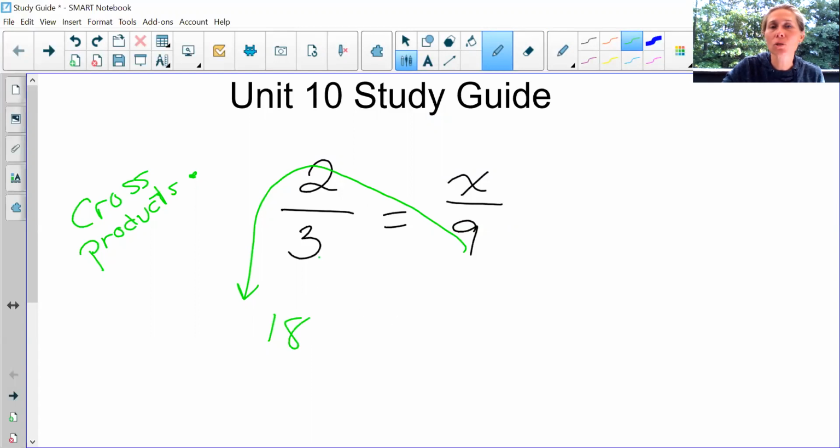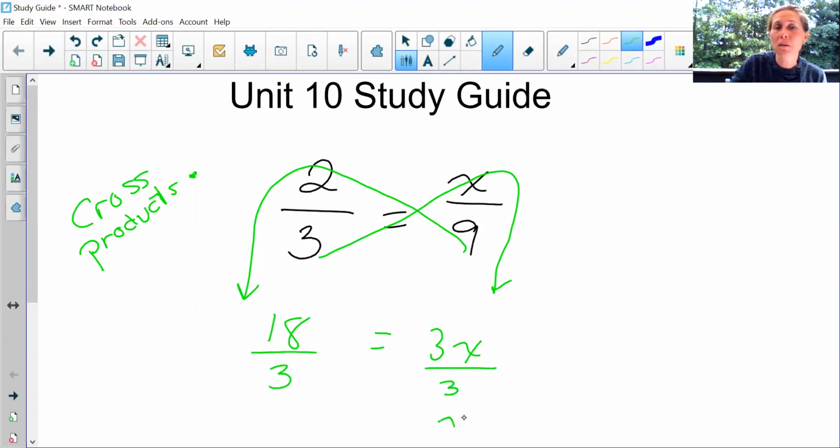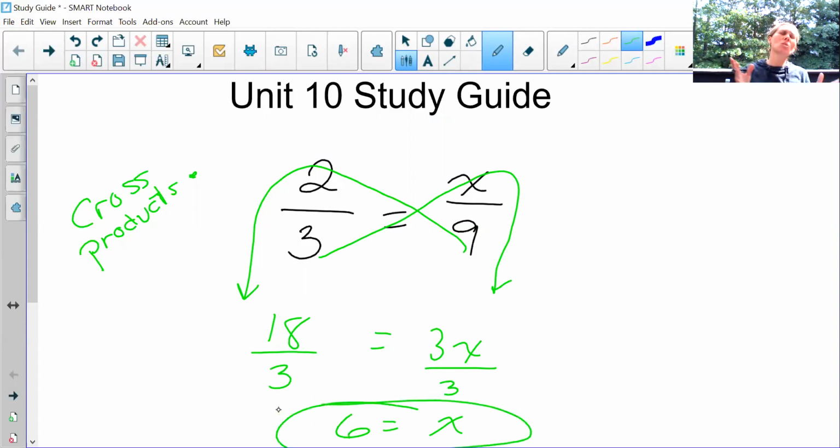Now I'm going to take the other two, the one that has the 3 and the x. 3 times x is 3x. And I'm going to bring down my equals. And divide both sides by 3. X equals 6. All right, Miss Cassidy, that takes so much longer. Yes, because that was a simple problem.